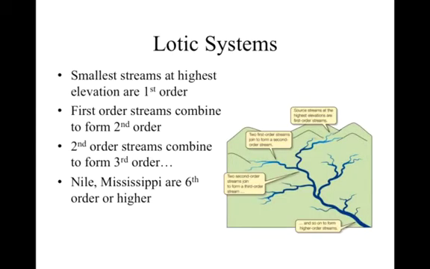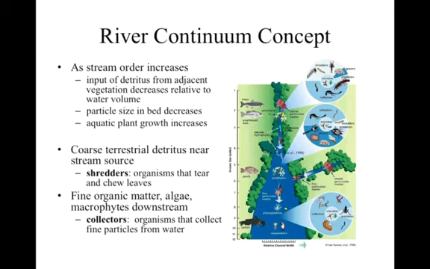All right. So that's lotic systems broadly, but I can also classify lotic systems based on the stream size and where they come from. So my smallest streams at my highest elevation are called first-order streams. When these merge, they form what's known as second-order streams. And then the second-order streams combine to form third-order streams, and so on and so on until I get down to the Nile or the Mississippi or some of those really big rivers, which tend to be sixth-order streams or higher.